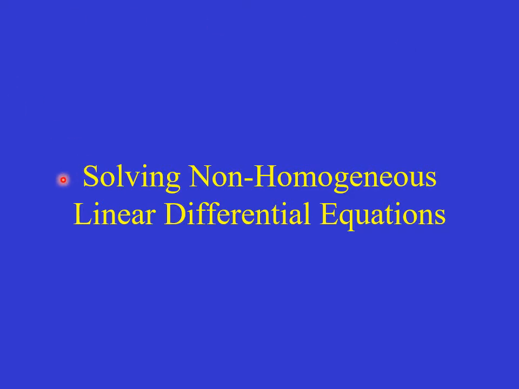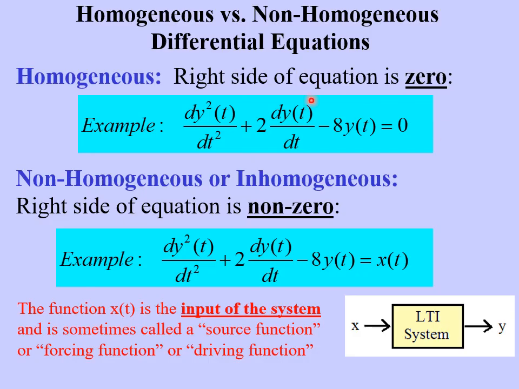All right, the next step is how to solve non-homogeneous linear differential equations. So what do we mean by a homogeneous versus non-homogeneous differential equation? Well, remember, for homogeneous equations, the right side of the equation is 0. Here's an example. We have all the derivatives of y, and we have y itself. Put all the y's over here on the left. Whatever is left on the right determines whether or not the equation is homogeneous. So this one is homogeneous.